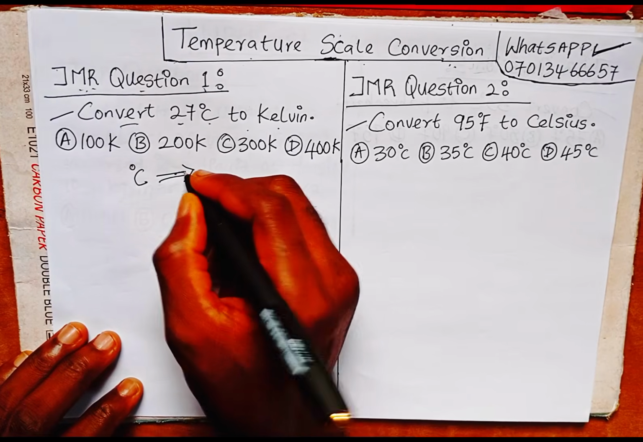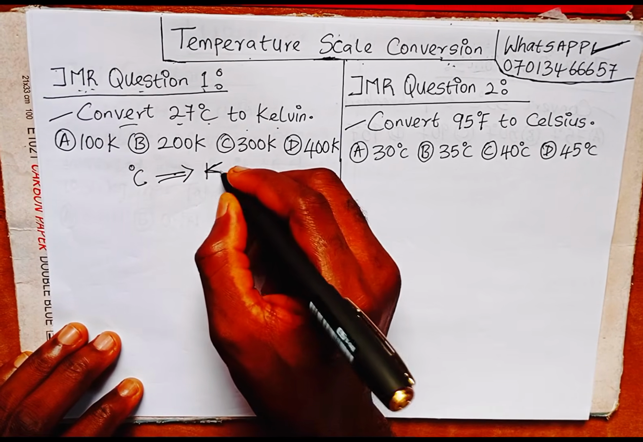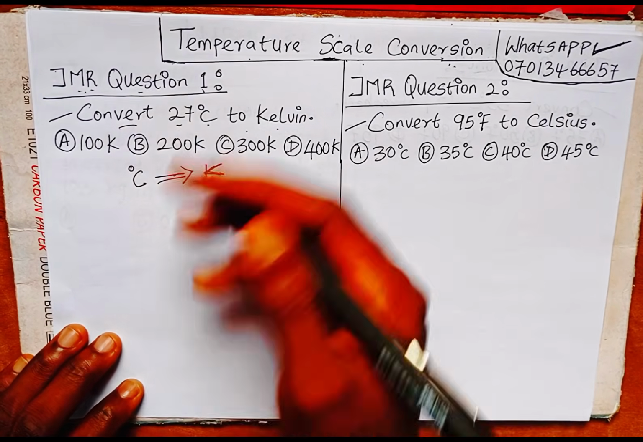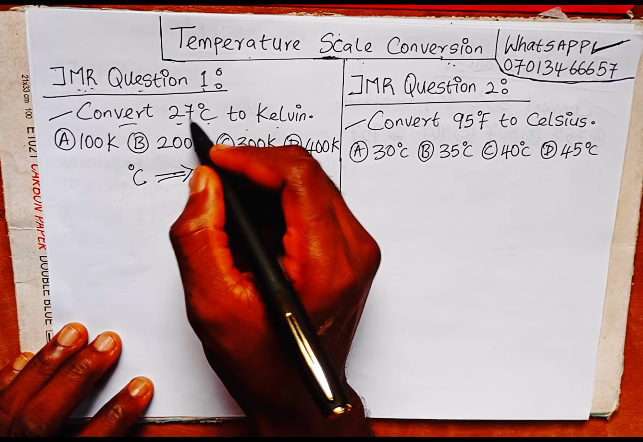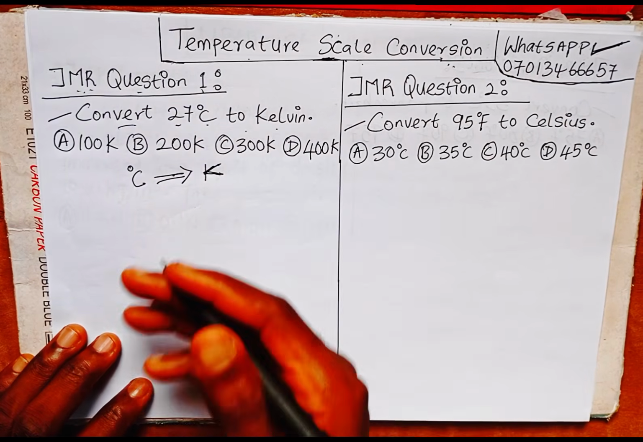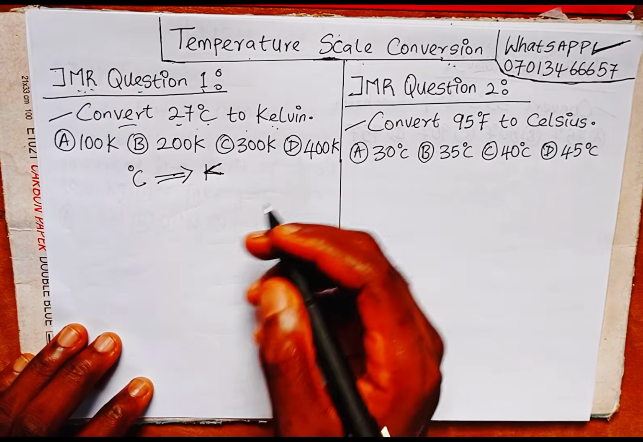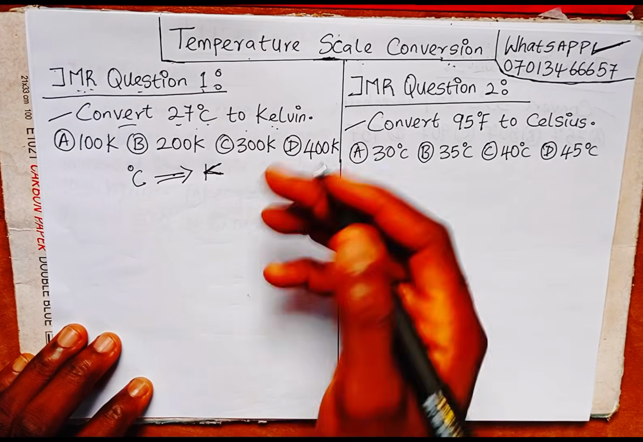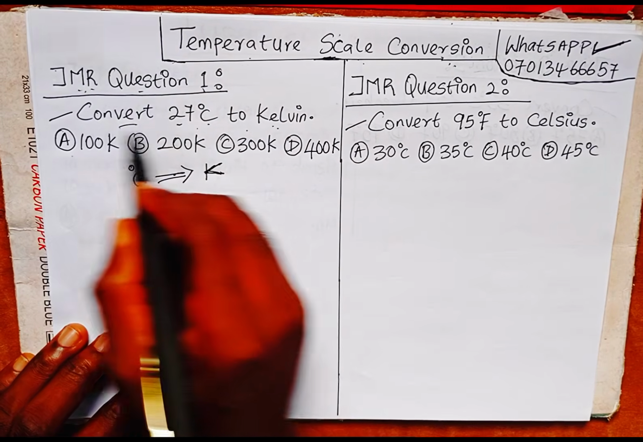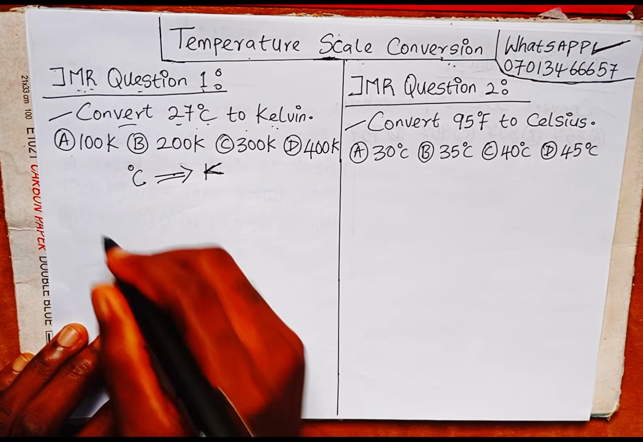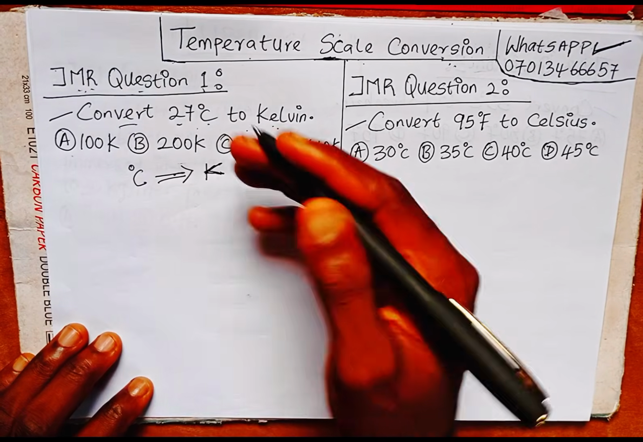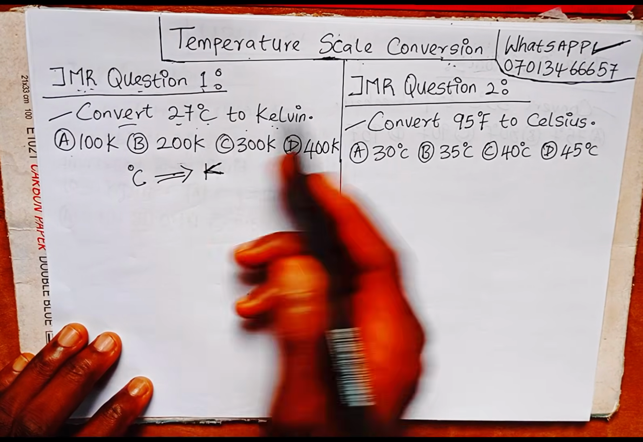All right, how are we going to do this? They gave us 27 degrees Celsius as the parameter to use to convert to Kelvin. The first thing to do is to quickly write the formula. These are the options we are given. So let's quickly write the formula for converting from degrees Celsius to Kelvin.